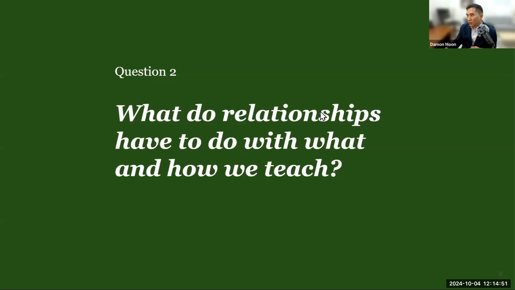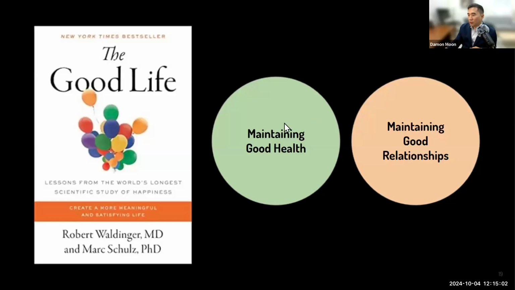The second question that we want to solve is, if these conversations lead to better relationships, what do relationships have to do with what and how we teach? There's this book called The Good Life, which is a summary of the longest longitudinal study of happiness from Harvard. Their main point is two things. One is if you maintain good health, if you eat healthy and maintain exercise, that leads to a good life. And the second thing is if you have good relationships, especially with the people around you, then you have a good life.